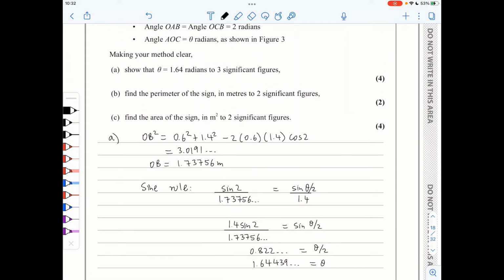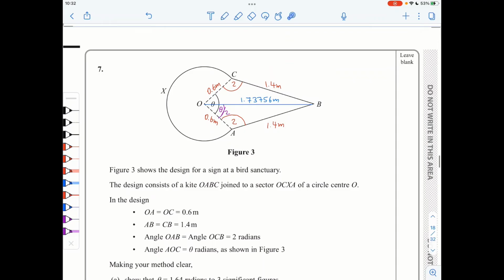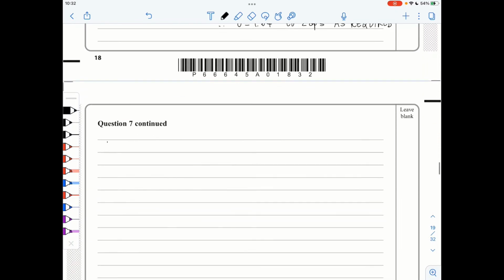Part B, we need to find the perimeter of the sign. Well, the perimeter will be the length of the major arc plus the 1.4 and the 1.4. Now that we know theta, we can easily say that this here is 2 pi minus theta. And we know that the length of the arc is r times the angle. So for the perimeter, it's going to be the radius 0.6 times 2 pi minus 1.64 dot dot dot, the angle of the major sector, plus 1.4 plus 1.4, and this is giving an answer of 5.6 meters.